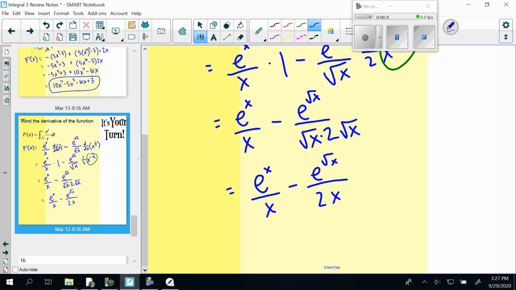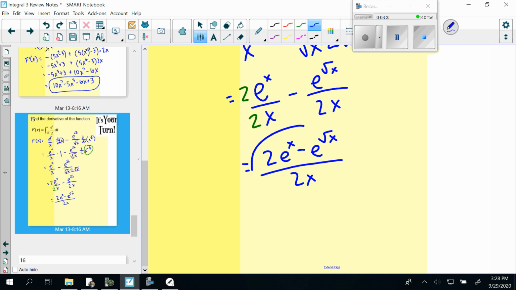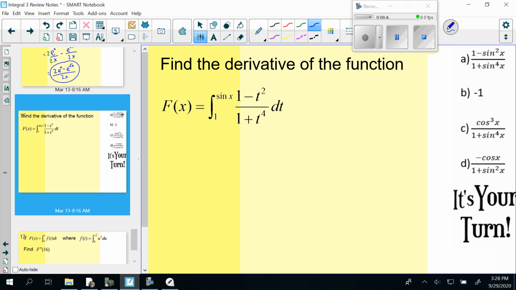And what likely would happen on this one, if this were a test question, is they would combine these into one fraction by getting a common denominator here. So you'd probably see the answer written as 2e to the x minus e to the square root of x over 2. So that's probably how you'd see the answer written on this one. All right, one last one here.